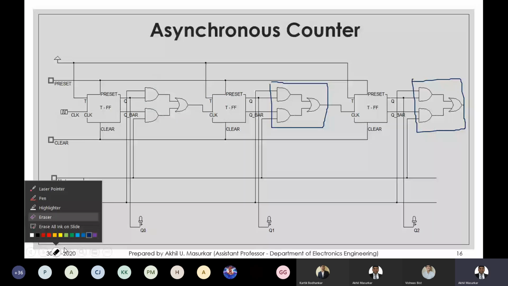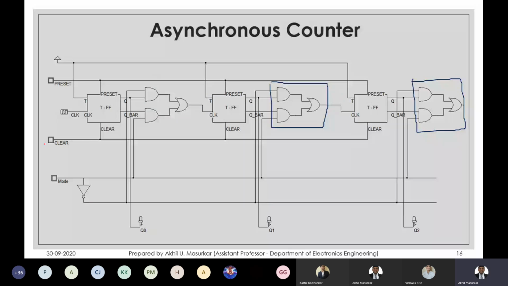First there are three flip-flops. Clear is connected to the clear terminal, preset is connected to the preset terminal, and all the T inputs are connected to logic 1. Now if you look at these gates, I'll call them AND gate 1 and AND gate 2.